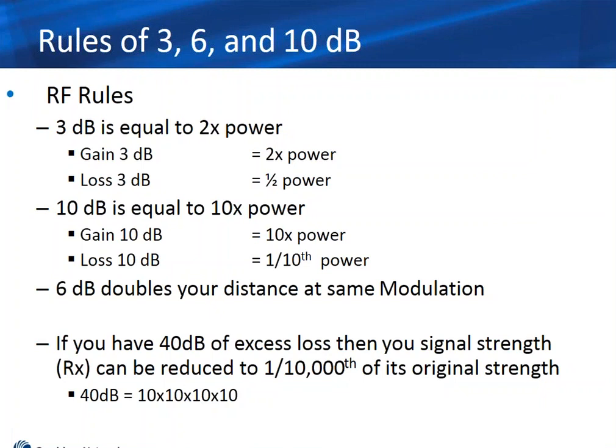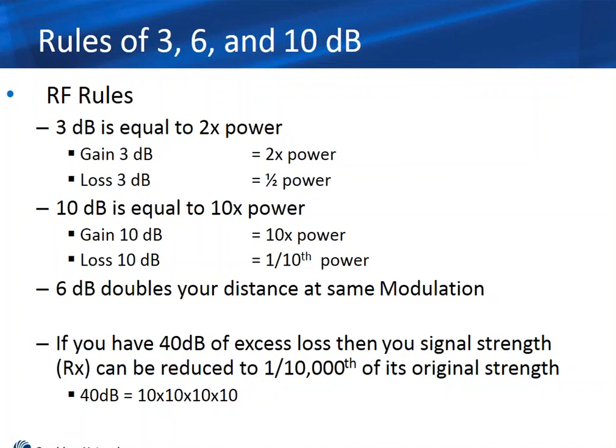And then the last part of this rule is 6. 6 dB doubles my distance at the same modulation. So if I was told that I needed to move my link that was 10 miles long to another location and I needed to provide the same throughput, but it was 20 miles long, I would have to add 6 more dB of gain to my system to get the exact same result. Right? Hopefully that makes sense to everybody.